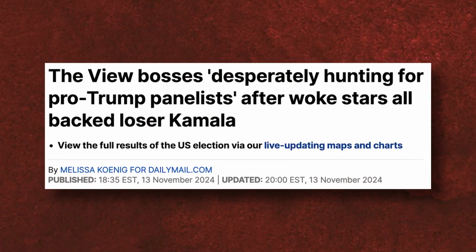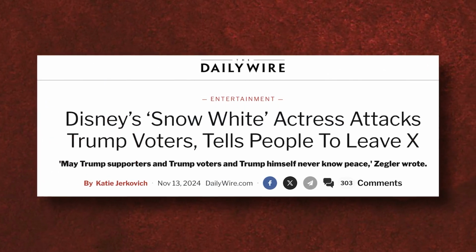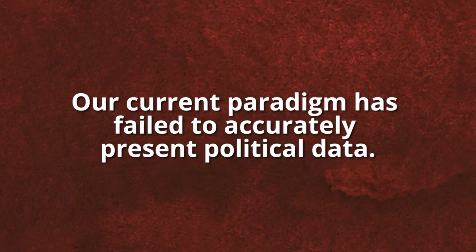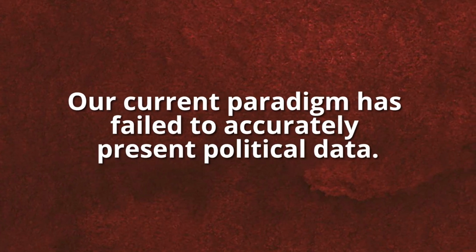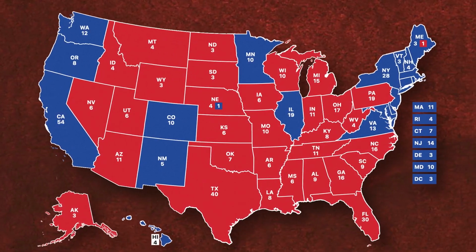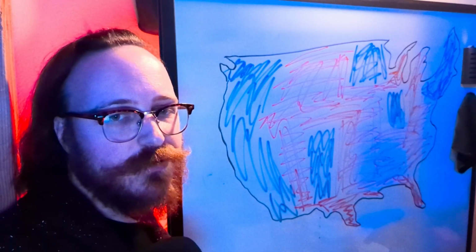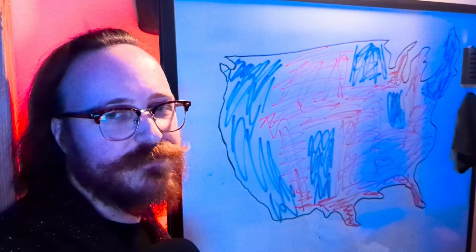However, in a post-fairness doctrine era dominated by yellow journalism and social media rage baiting, our current paradigm has failed to accurately present political data, and the symbols of this are these superficial, misleading electoral maps. The maps we see on election night should reflect the reality of the voter landscape, not just the most dramatic version of it.